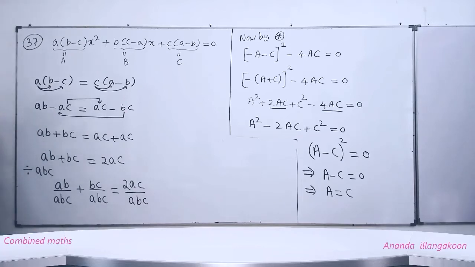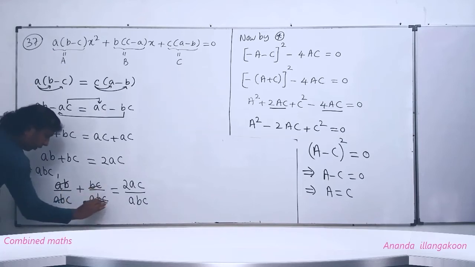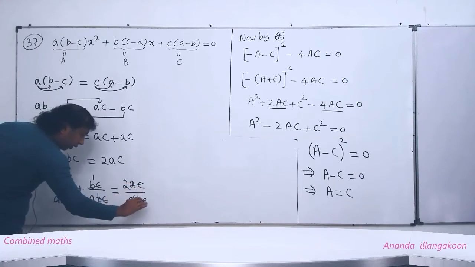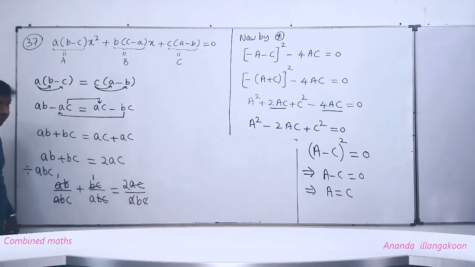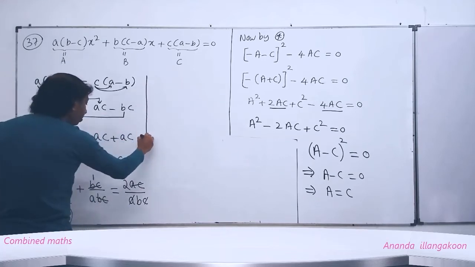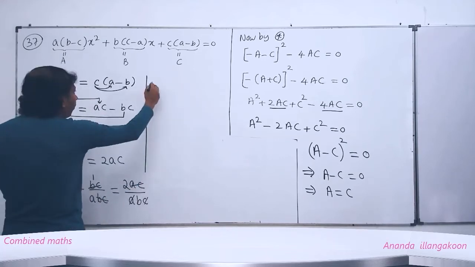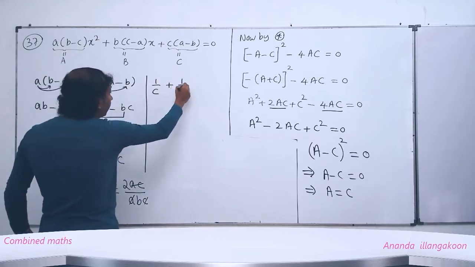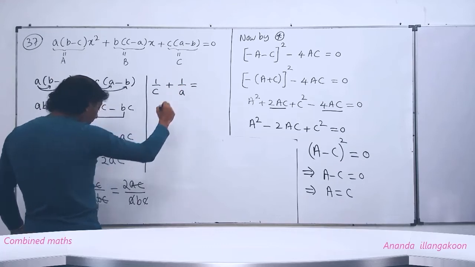This way we divide. Then this AB and this AB you can cancel down. Here we get 1. This BC and this BC we can cancel down. We get 1. Here AC we can cancel down. We get 2 by B. And then what result do you get here? 1 upon C plus 1 upon A equals 2 upon B.